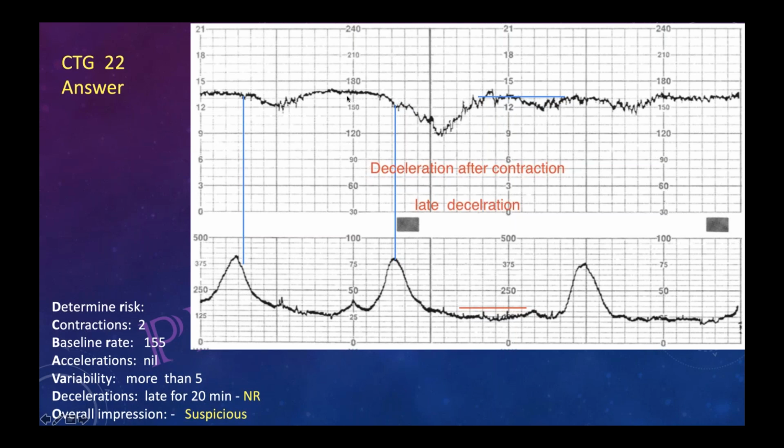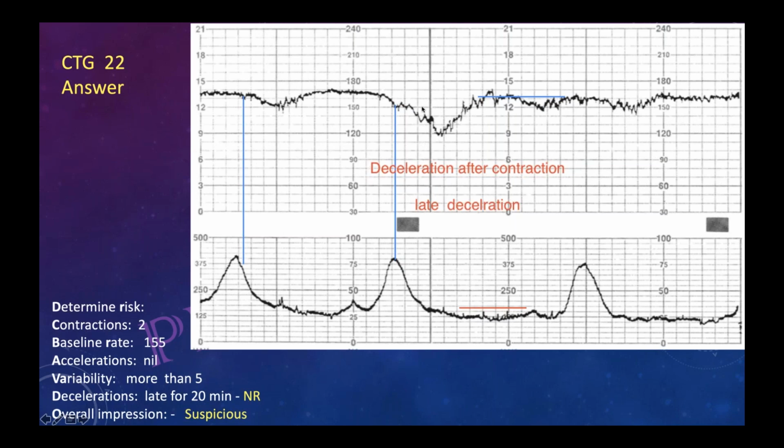Ma'am, deceleration for more than 3 minutes will become abnormal, right? Yeah, more than 3 minutes is abnormal. You are right. Ma'am, here it is more than 3 minutes. Prolonged bradycardia more than 3 minutes is abnormal. Yeah, more than 3 minutes is abnormal. So it's a pathological CTG.